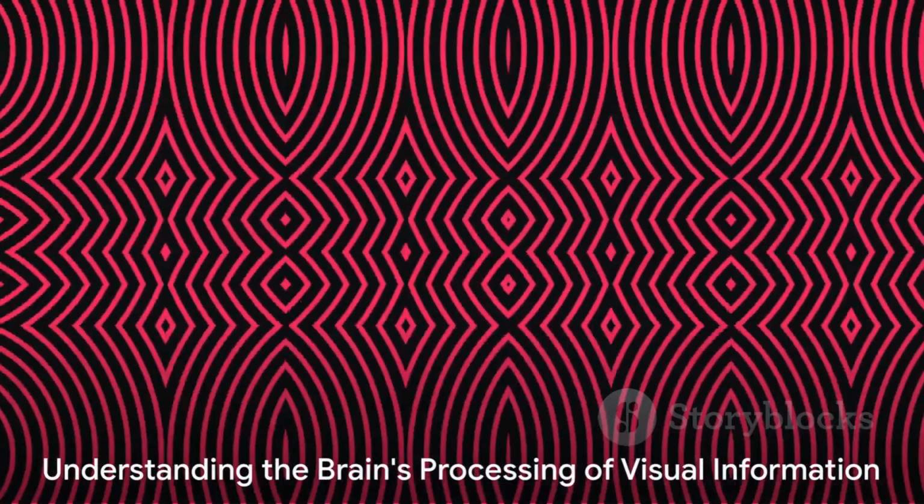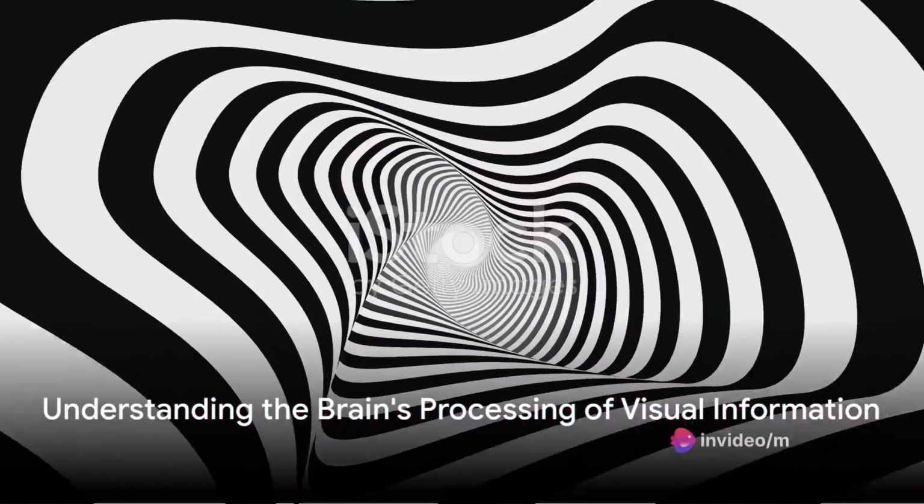Optical illusions, or visual illusions, play with our brain by presenting images that contradict physical reality. They exploit the brain's strategy for interpreting signals from the eyes, resulting in fascinating and sometimes mind-boggling experiences. To understand optical illusions, we must first grasp how the brain processes visual information.